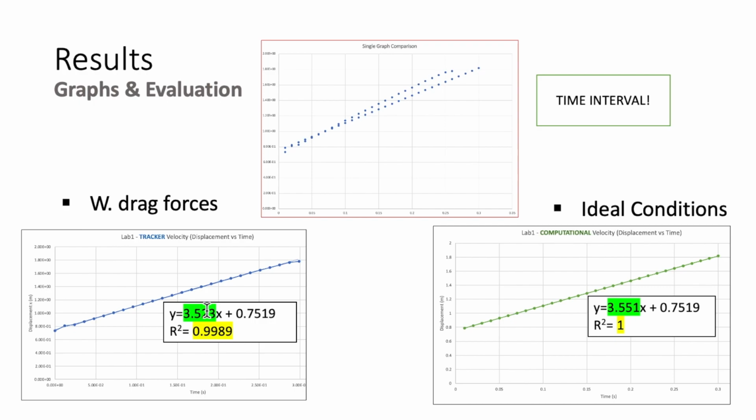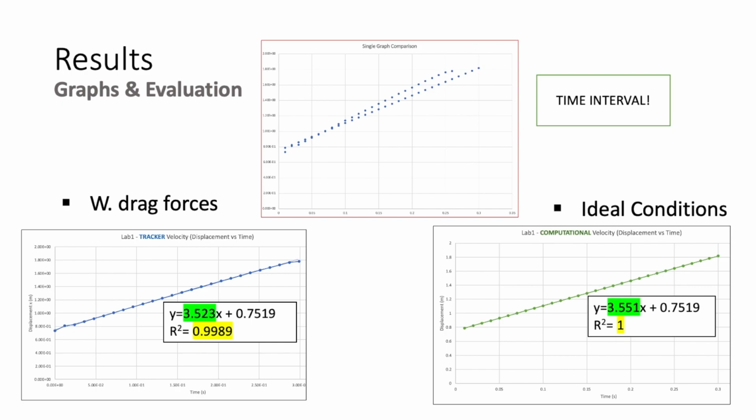The gradient value, which is given in the green highlighted area, is representative of velocity. In the Tracker experiment case, the value is 3.523, and it was smaller compared to that of the computational model value of 3.551. This is because of the opposing air resistance and friction forces that slowed the real-life velocity down, resulting in a lower gradient value. The real-life scenario was slower, but still, to my surprise, it was very, very close to the actual value. I was expecting it to be way less.